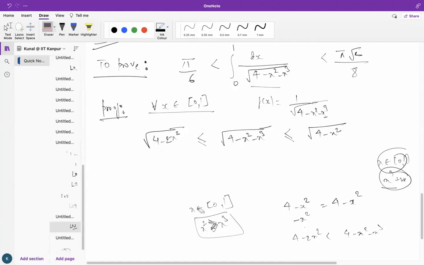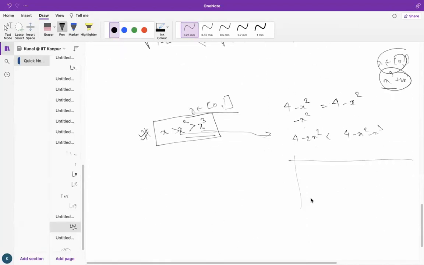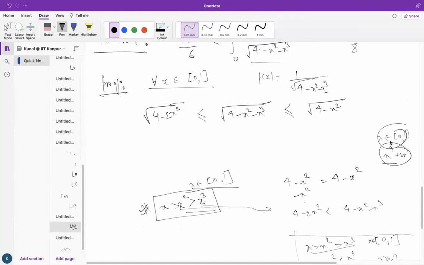Let me tell you what I'm using here so you can understand. For x belonging to 0 to 1, our x² is greater than or equal to x³. Let me write it in a clear way: x is greater than x² which is greater than x³ for x belonging to 0 to 1. Whereas when x is greater than or equal to 1, the order reverses. So here I'm using x belonging to 0 to 1, and 4 − x² is equal to 4 − x².